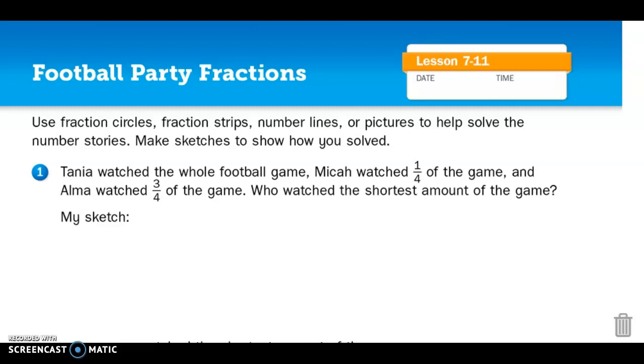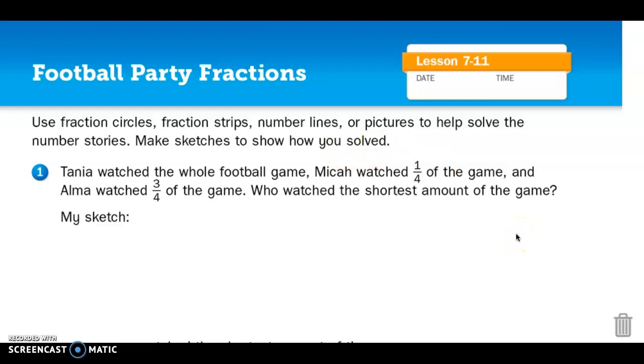All right, and it is 7-11 in our journal, page 246. You should be here with me. At the top it says use fraction circles, fraction strips, number lines, or pictures to help solve the number story. Make sketches to show how you solved.